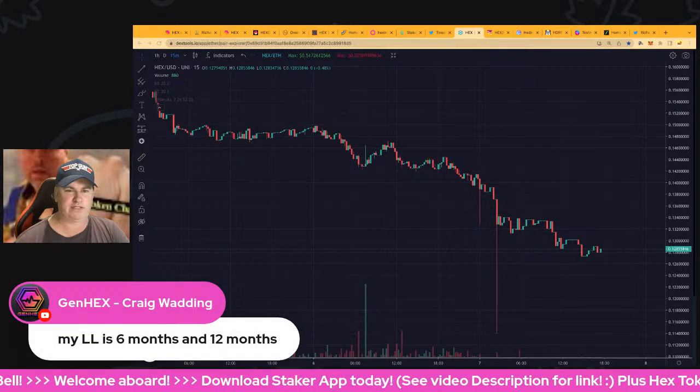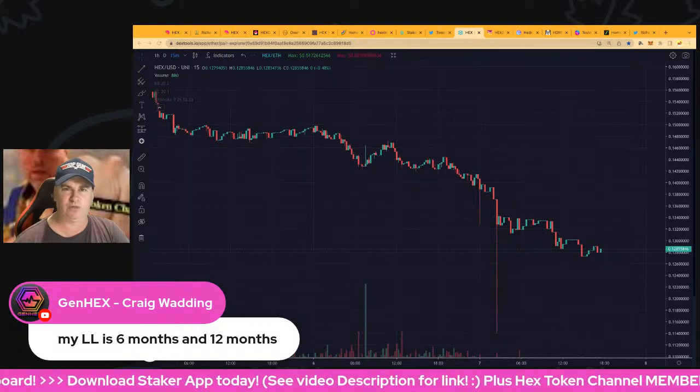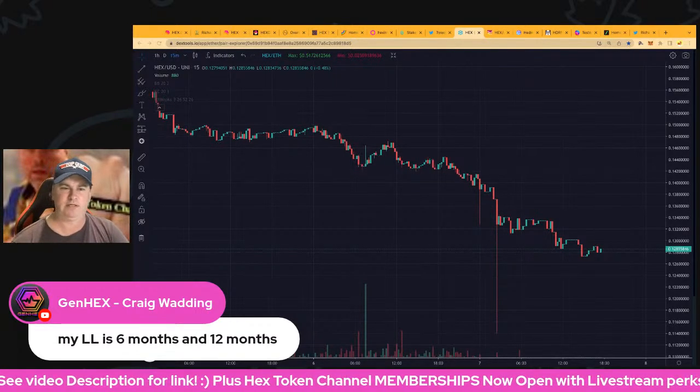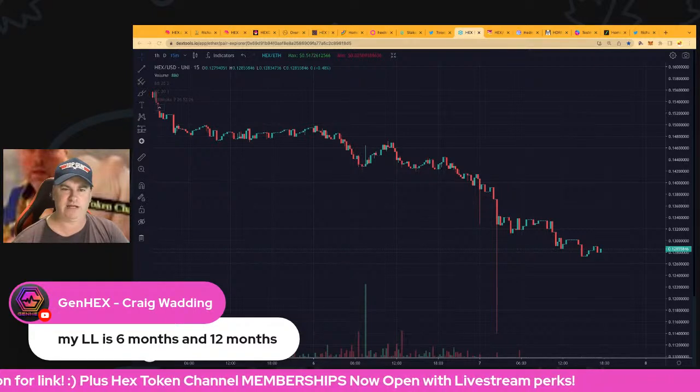What's that says? My liquid loans are 6 months and 12 months. Yeah. So there we are. That's more loan tokens coming out. That stuff would all, if it's not sold, it gets put into the platform and earns USDL, PLS.